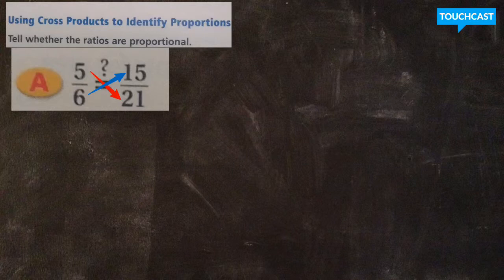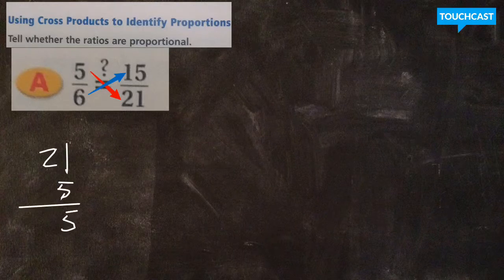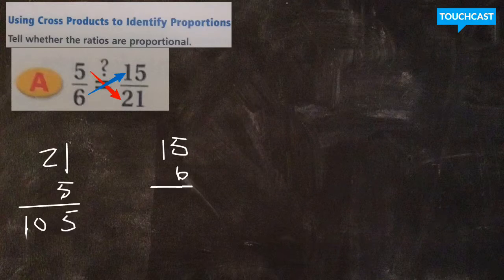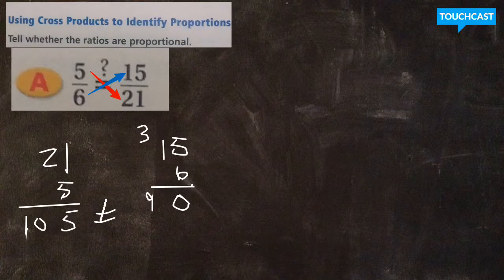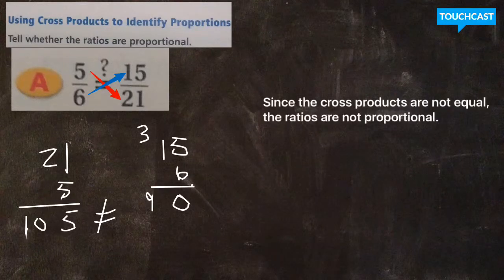So 5 times 21. 21 times 5. 5 times 1 is 5. 5 times 2 is 10. 105. Now let's do 6 times 15. 6 times 5 is 30. Carry the 3. 6 times 1 is 6. Plus 3 is 9. 90 does not equal 105. So because the cross products are not equal, our ratios are not proportional. And that wraps up example 1A.